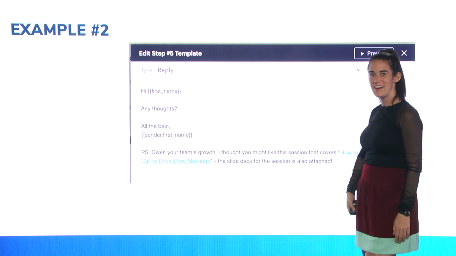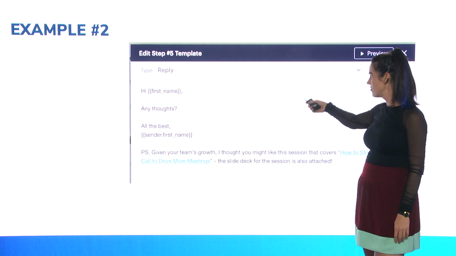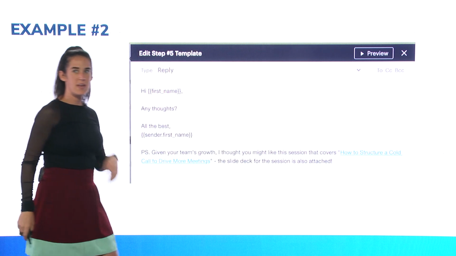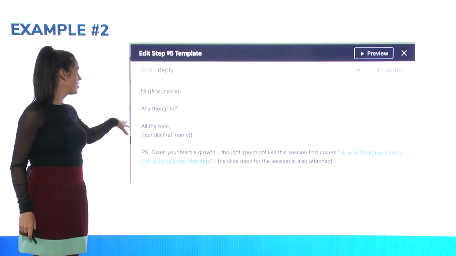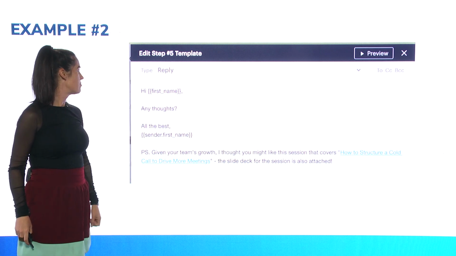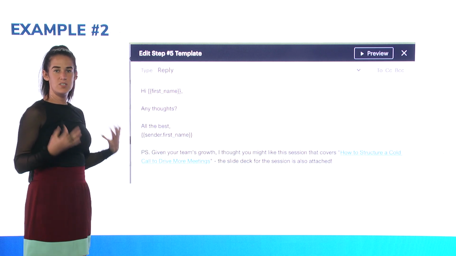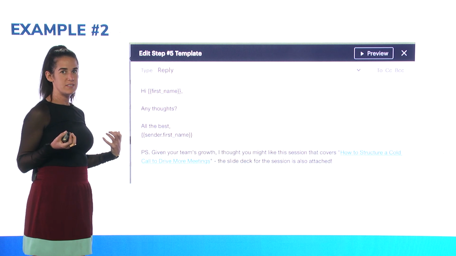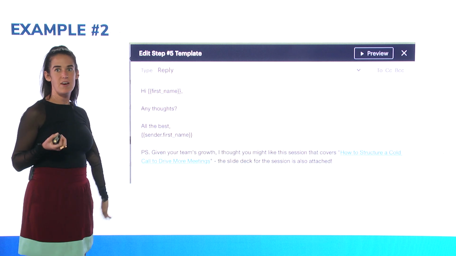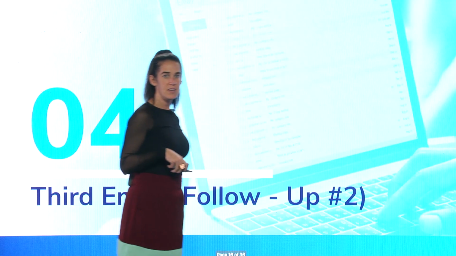You can kind of see the majority of it, and then I'll switch sides. But it says, any thoughts, hi, first name, all the best. And then a great example, as I said, PS, given your team's growth here, I thought you might like this session that covers how to structure a cold call to draw more meetings. The slide deck for the session is also attached. So basically, this is really an automated email for your reps. They can send this out as is, and they don't have to make any kind of corrections to the email.